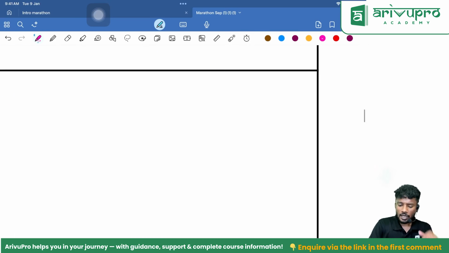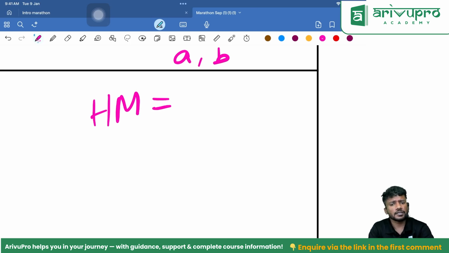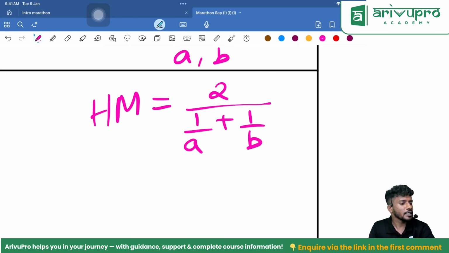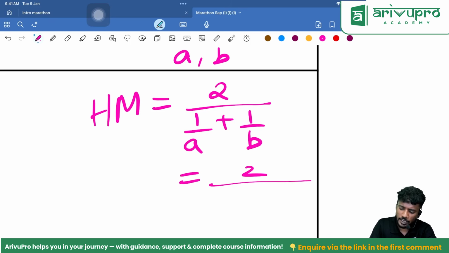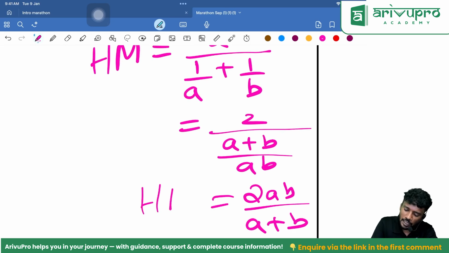Now, HM is for 2 observations. Usually we will write: let A, B be the 2 observations. Then HM of 2 observations, can I write 2 divided by 1 by A plus 1 by B? Then if I take the LCM down there, it will be 2 divided by (A plus B) divided by AB, which is equal to 2AB divided by A plus B. That is the harmonic mean for 2 observations.